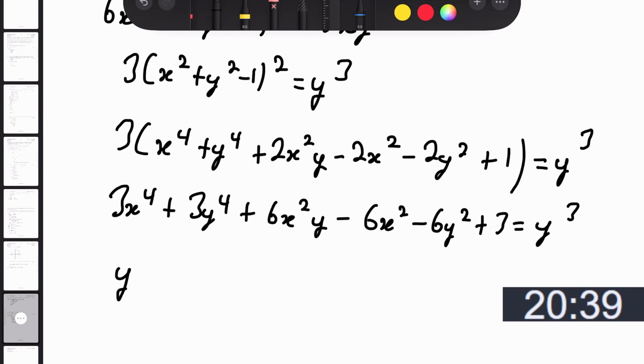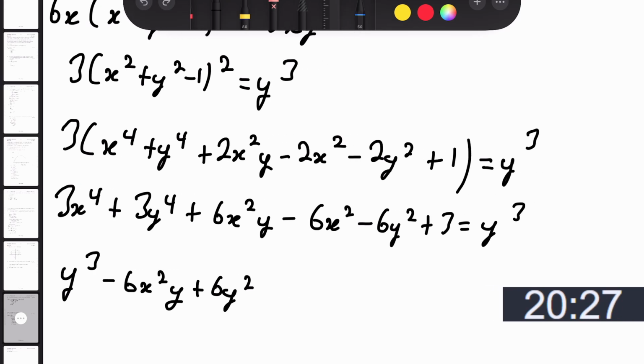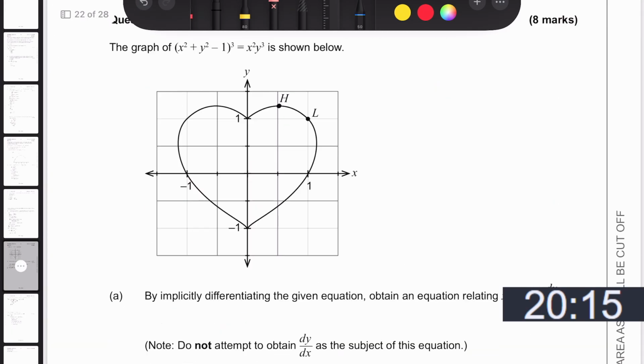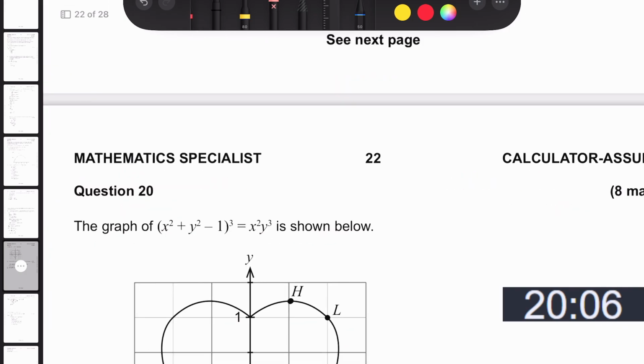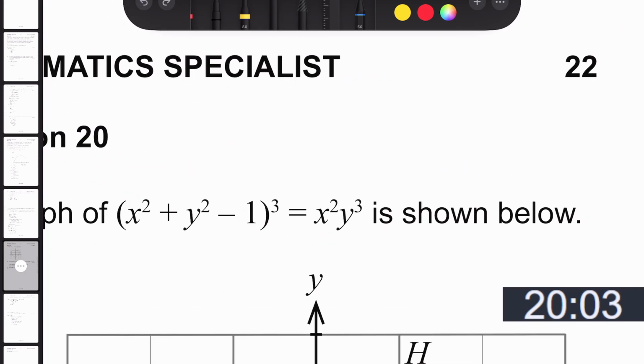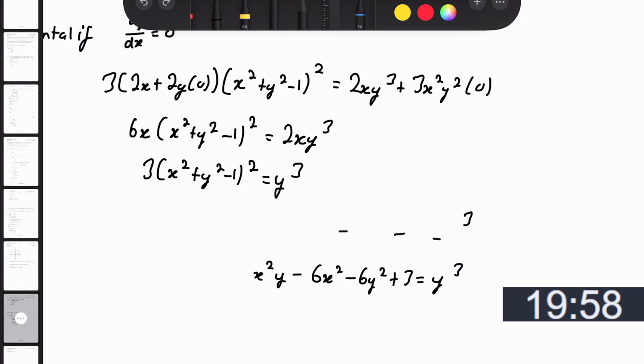So let's bring y to the 3, minus 6x squared y plus 6y squared is going to equal minus 3y to the 4. What the heck? Ah, I have a y cubed here. Wait a minute. Okay, so then I know that's equal to y cubed. Aha! I'm cooking now.